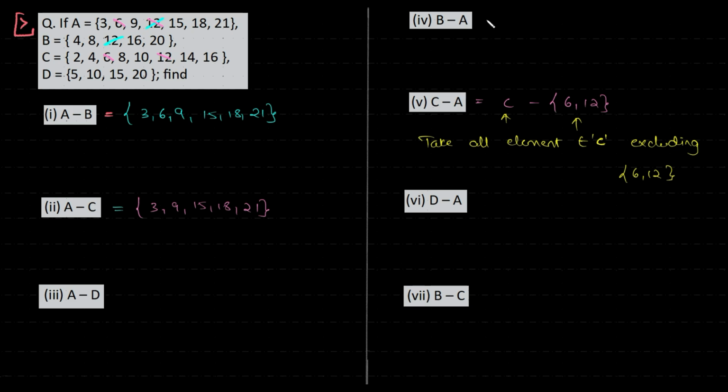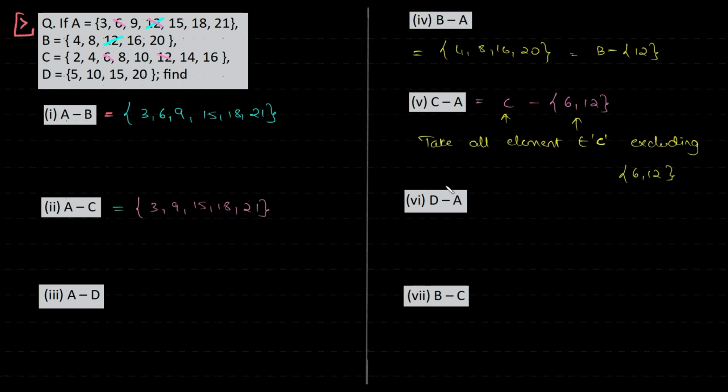Now coming back to B minus A, since we already did the work on B minus A, that is, the common element between B and A, which is 12, I can just write this as 4, 8, 16 or 20, or I can just have written this as B minus 12. Okay, even this is a valid representation.